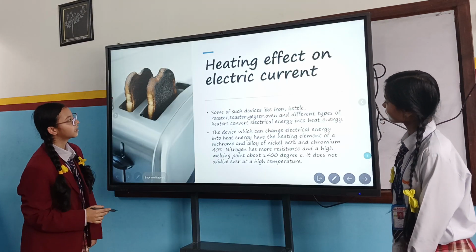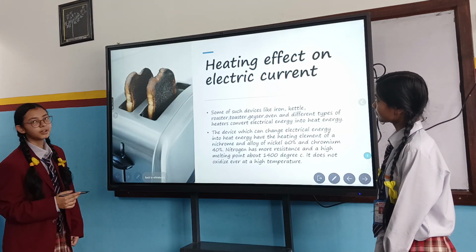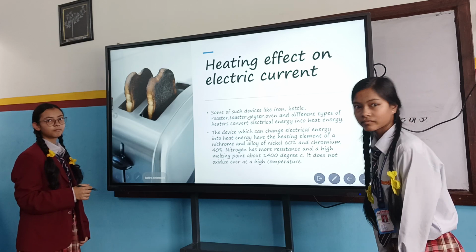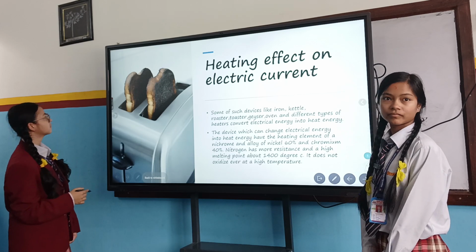Heating effect of electric current. Some of such devices, types of resistors. You brought only that name, finish, or continue.